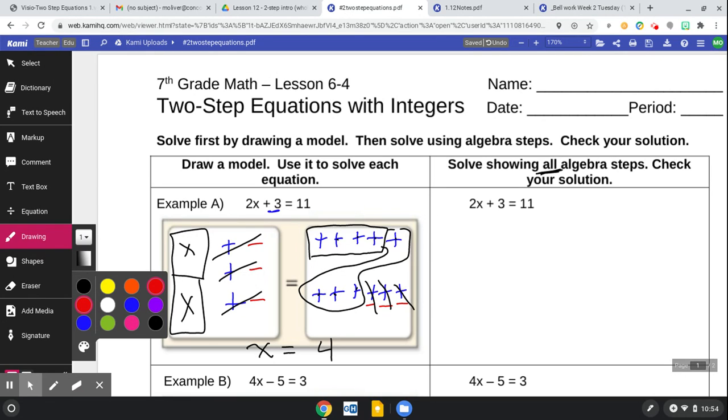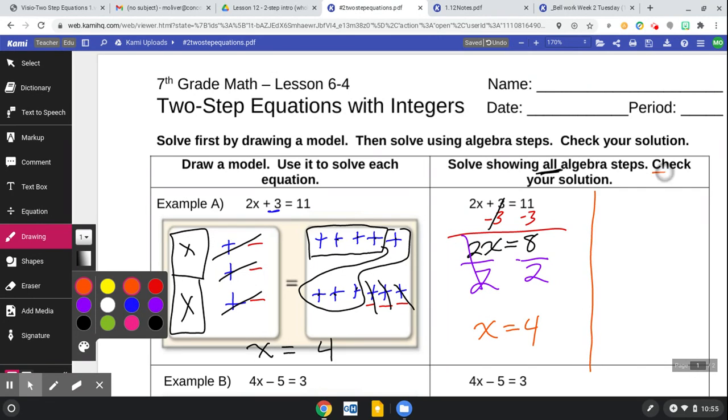Okay? So, and it's pretty similar. I had to subtract 3 in my model, so I should be subtracting 3 on both sides in my algebraic. That's the same thing, isn't it? These cancel. 2x equals 8. That's how many ones I had left. And then what did I have to do with those ones? I had to divide them by 2. And our solution is x equals 4.